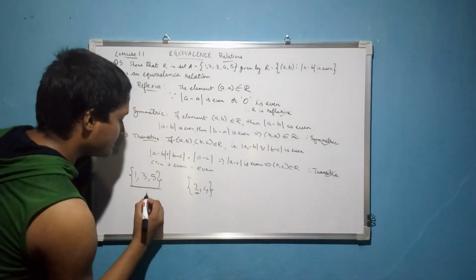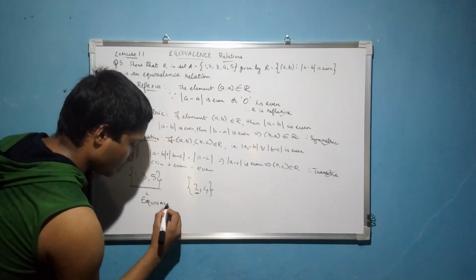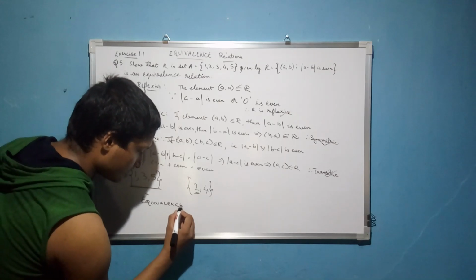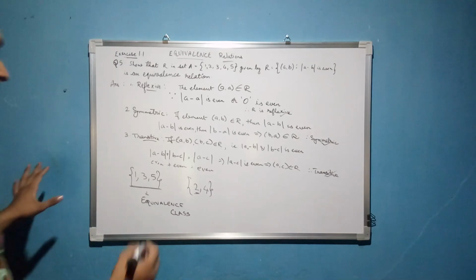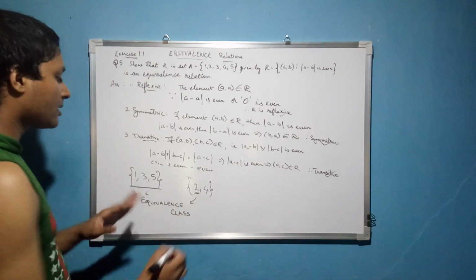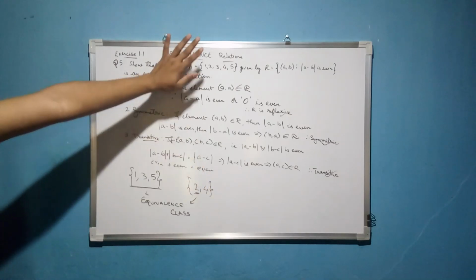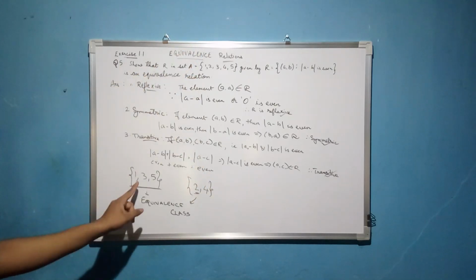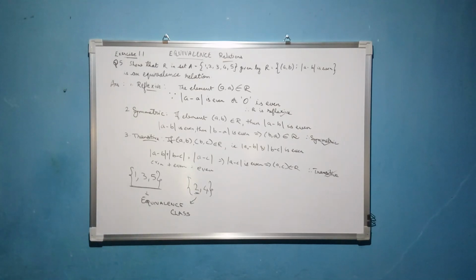Each one is called an equivalence class. Why is it called a class? This is a class, and this is another class, because they do not mingle with each other. They are separate. Even though they are present in the same set, they behave as different sets. That's why it's called an equivalence class.